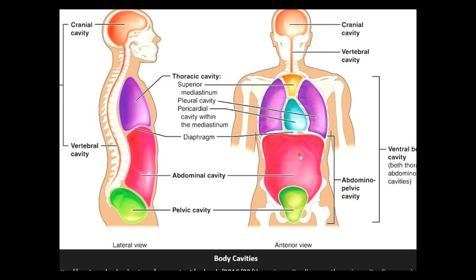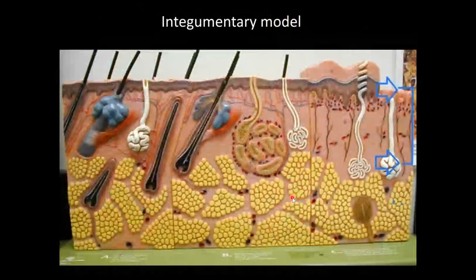In the abdominal cavity is mostly the organs of digestion and some of the organs of the urinary system, the kidneys and ureters. And the pelvic cavity contains the gonads. So that's the end of the language of anatomy.